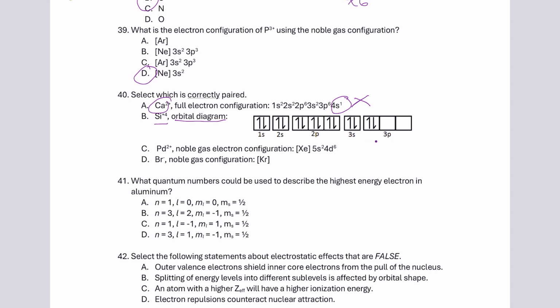Looking at this really quickly, our eyes should immediately gravitate over here. The diagram does not follow Hund's rule. Hund's rule says that you have to put each individual electron in its own orbital before you ever start pairing them up. So if you were to draw this properly, you would have one electron in this 3p orbital and another one in this 3p orbital, as opposed to pairing them up. So B is incorrect.